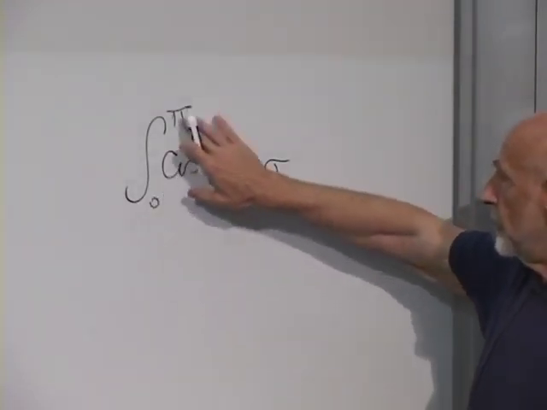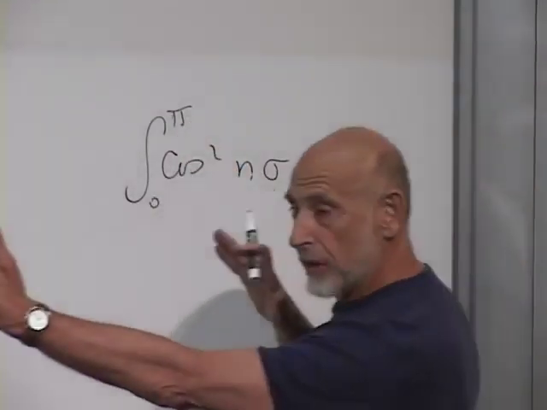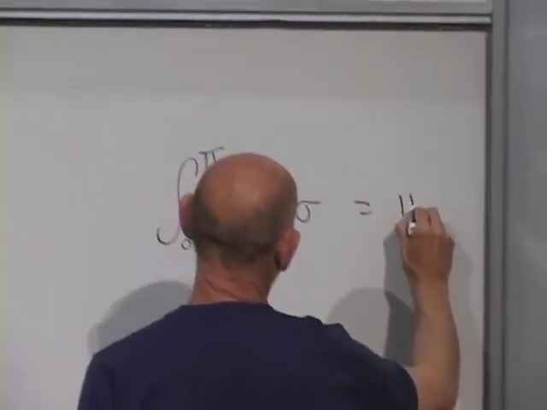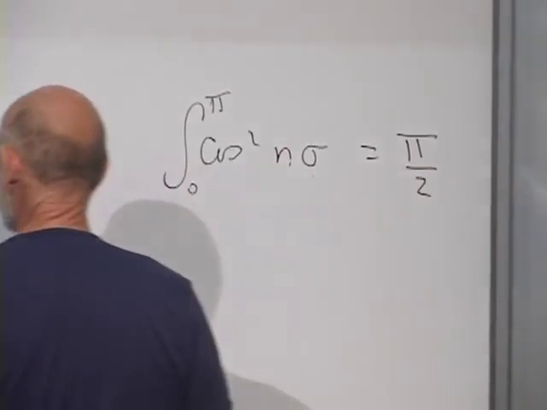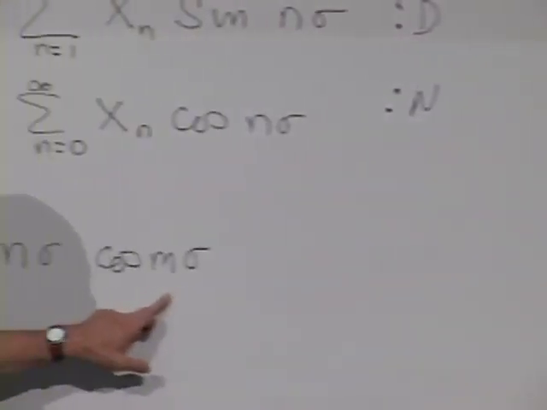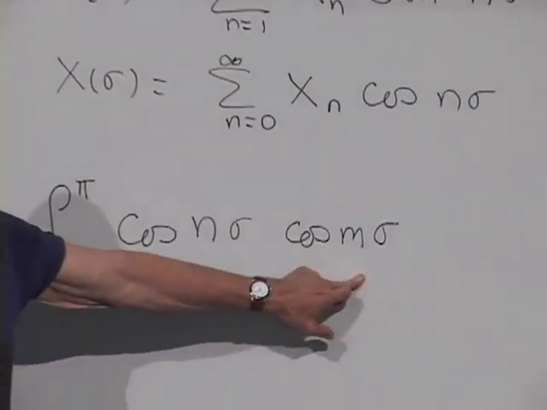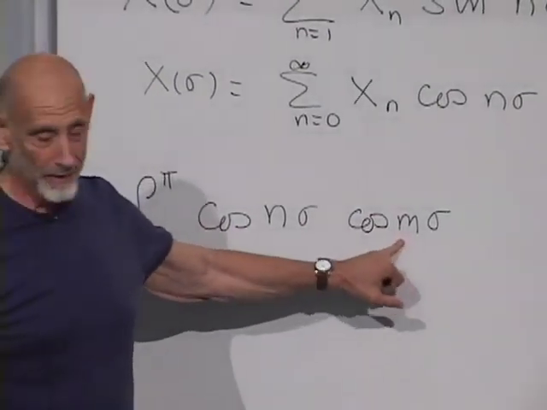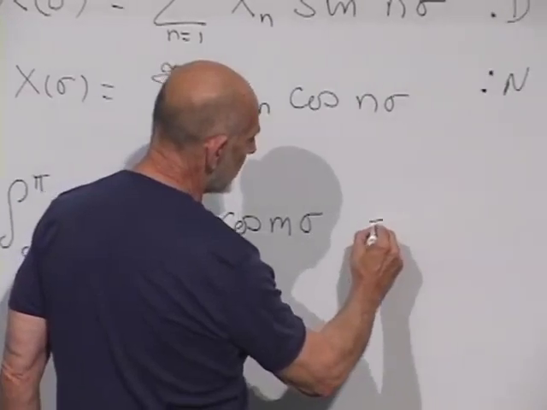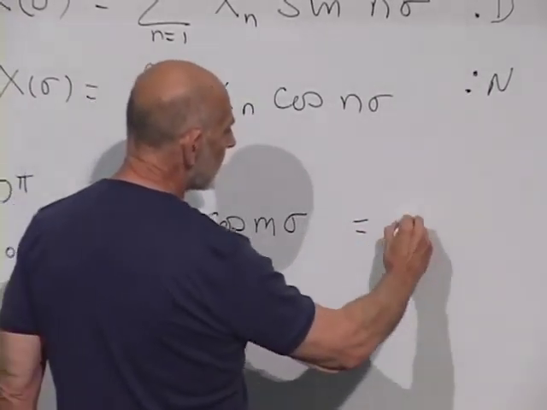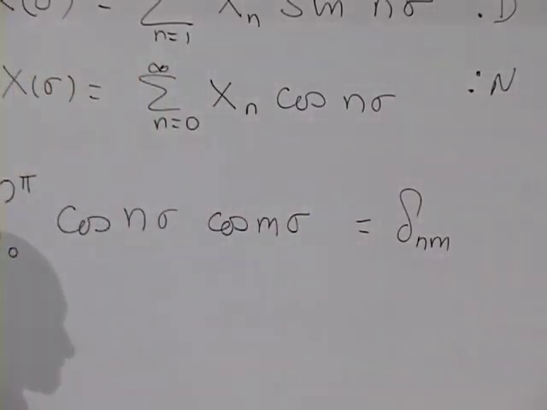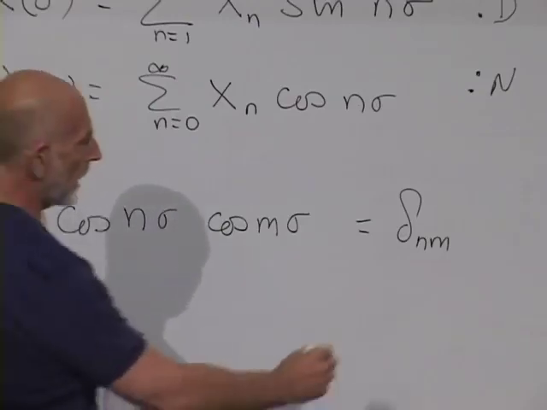But when you integrate between 0 and pi, you get the width of the interval, and this is just pi over 2. It's pi over 2 for any n equal to m. So we can write down now that this is equal to delta nm, the symbol which is 0 if n is not equal to m, and 1 if n is equal to m, times pi over 2.